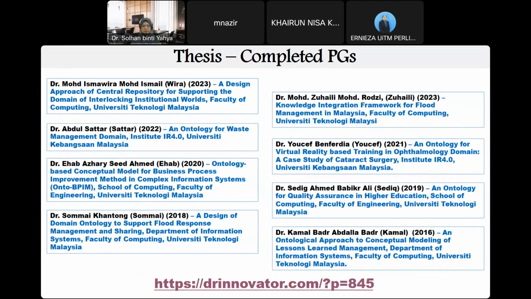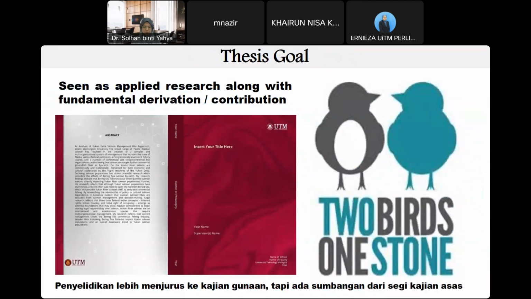So these are a few of my students who did a PhD thesis using the design science research framework. The recent ones, Dr. Wira, Dr. Sata, all these students under my supervision graduated using the design science research framework. You can go to my website and find more students there. All right, that's all.